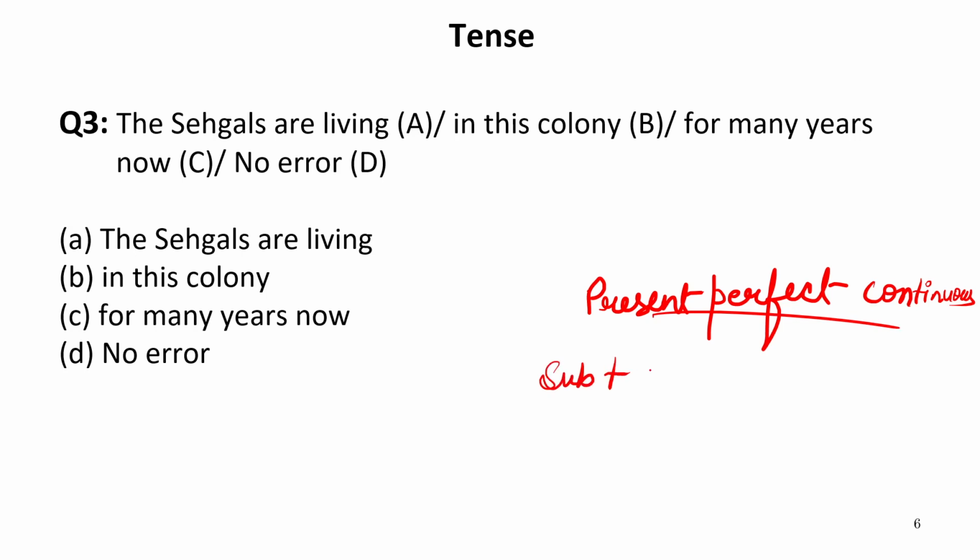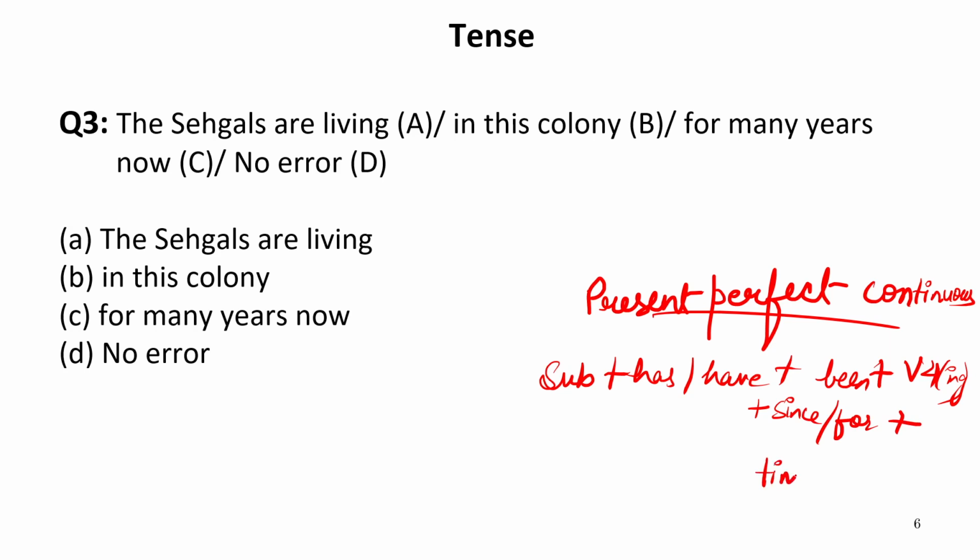Subject plus has or have plus been plus verb with ing. It means verb fourth form, that is ing form of verb, plus since or for plus time. So the rules for present perfect continuous will be subject plus has have plus been plus verb with ing plus since or for plus time. So this will be the structure of the sentence. Therefore, the Sehgals are will be replaced with have been living, because Sehgals are plural. So are should be replaced with have been living in this colony for many years now.